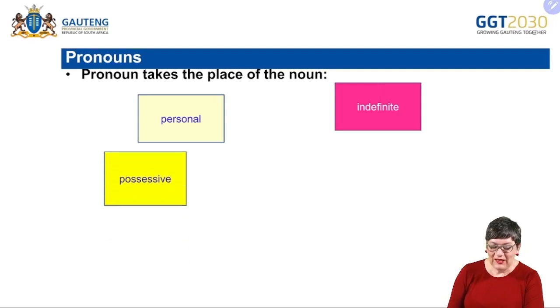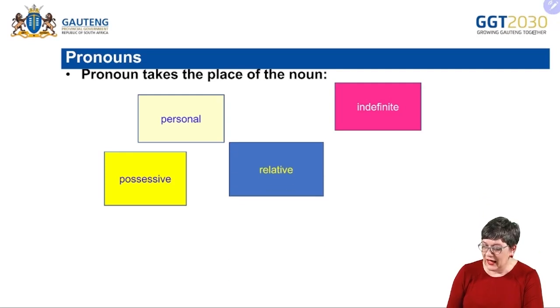The next one we're looking at is a possessive pronoun. So possessive shows ownership. For instance, in a sentence, "This is hers. It's not yours." In that case, hers and yours are possessive pronouns. It shows who belongs to what.